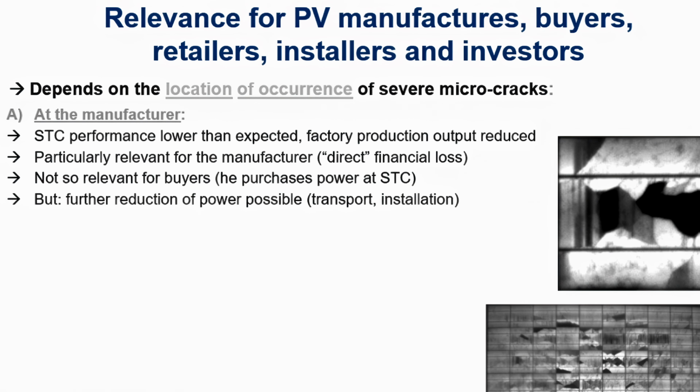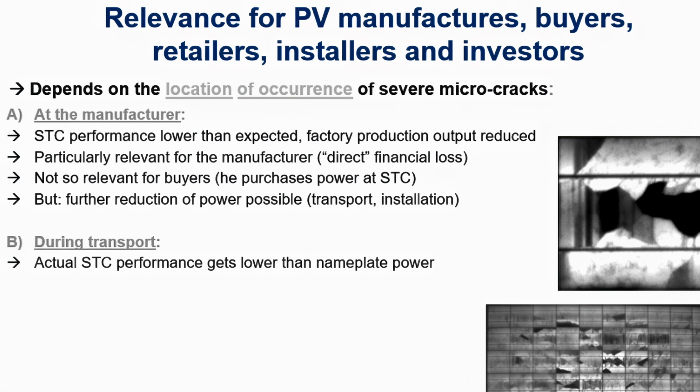As you saw in the video, further reduction is possible. Some microcracks are visible only during the stress, and then they disappear, but later they appear, for example, during operation. Also, there can be some propagation of cracks, for example, during further stress, during transportation or installation. Damage could also happen during transport. So you purchase your module with the warranty of, for example, 1 megawatt, but then during transport, something can happen to the modules. Then you get a power which is lower than the nameplate power.